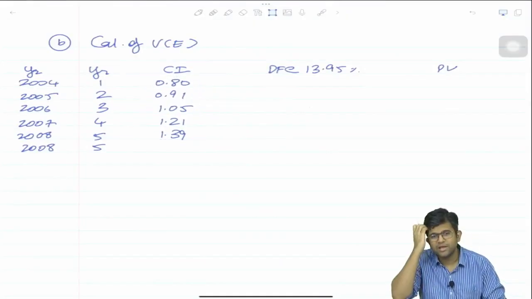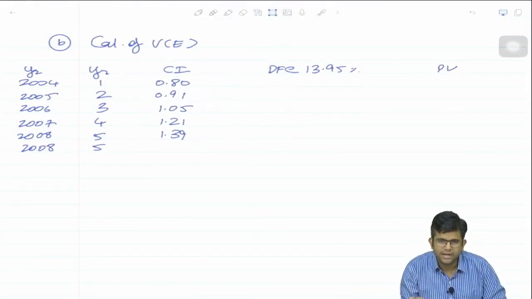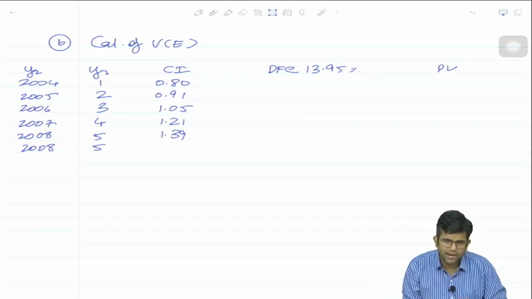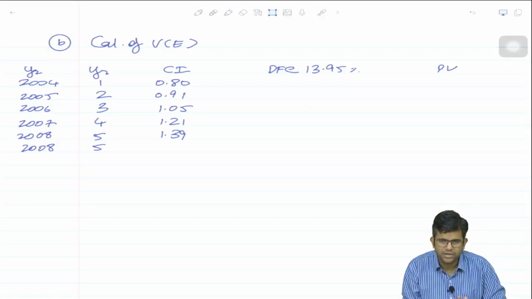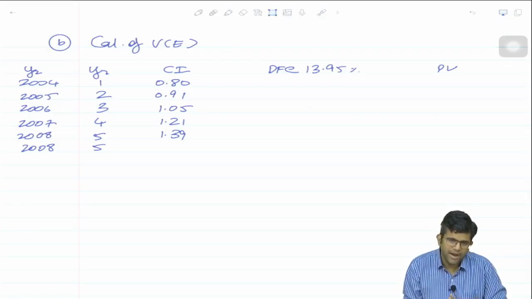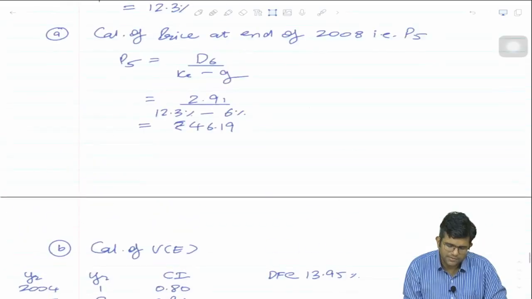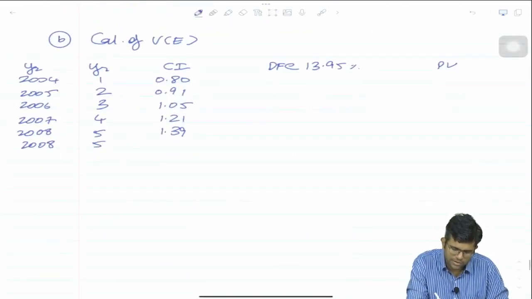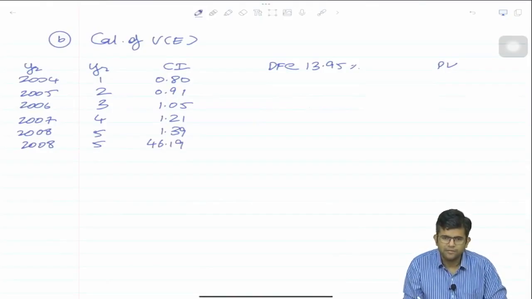And then do you realize year 6 to eternity has been clubbed and discounted at that, which means 2009 to eternity has been taken and placed at the end of 2008. Everybody clear? End of 2008 or maybe beginning of 2009, something like that. So I have brought it back to 2008, and that value is 46.19. That calculation is already done. I'll put 46.19 here. All following?